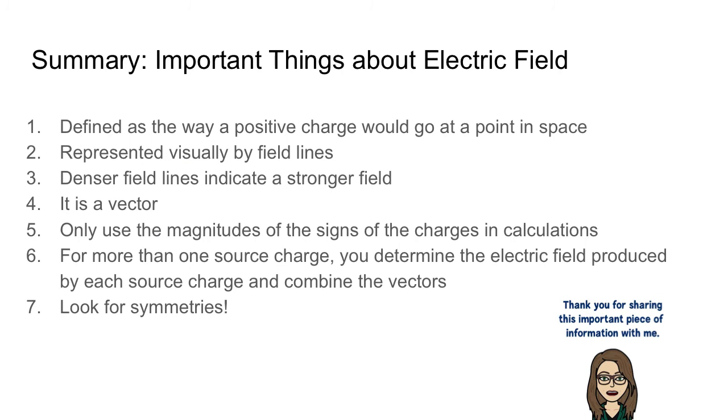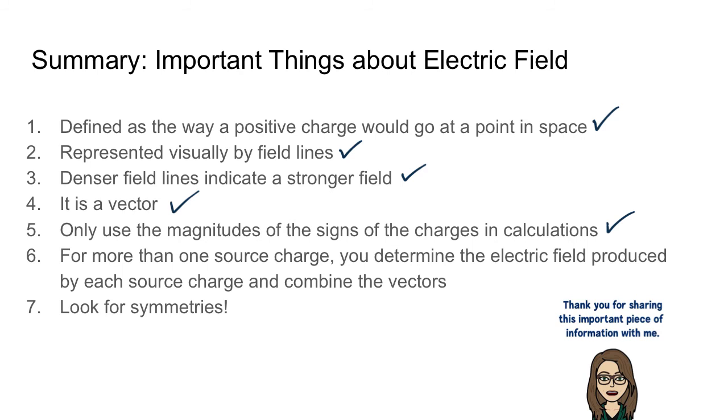Okay, just a quick summary here. Important things about the electric field. It's defined as the way a positive charge would go in space. It's represented visually by field lines. Denser field lines mean a stronger field. It's a vector. Because it's a vector, you don't use the signs in the calculations. You only use the magnitudes, and then you figure out direction by looking at the situation.